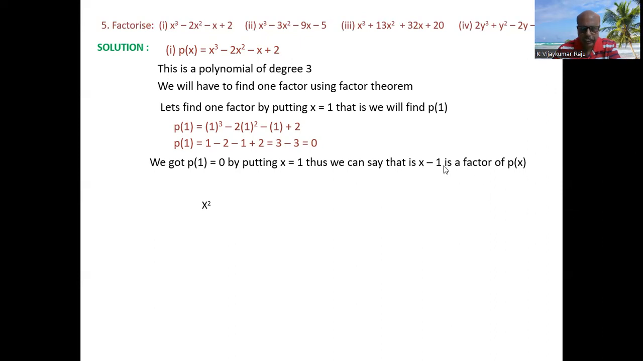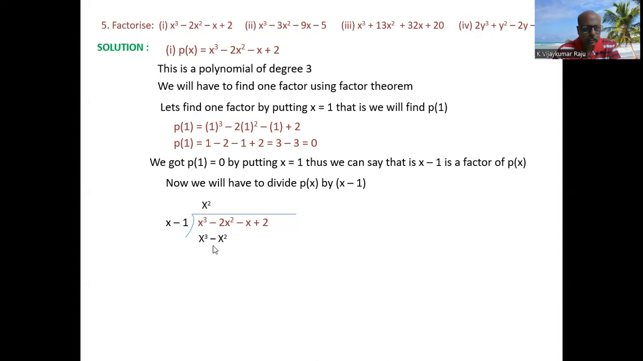Once you have found one factor, you divide this polynomial by x minus 1. Let's do the division. Now we have to divide p of x by x minus 1. Here the first term is x raised to 3, and here the first term is only x. To make x into x raised to 3, I need to multiply with x square. So x square into x will be x raised to 3. You have to choose this term in such a way that you get exactly the same term. Then x square into minus 1 is minus x square.